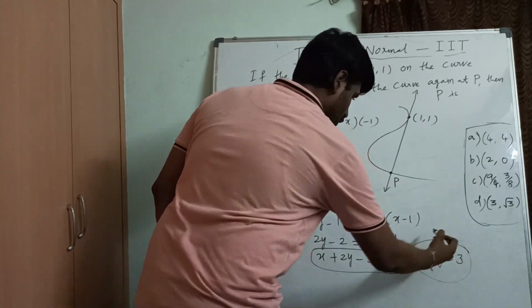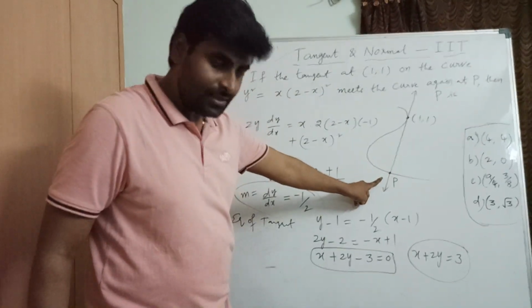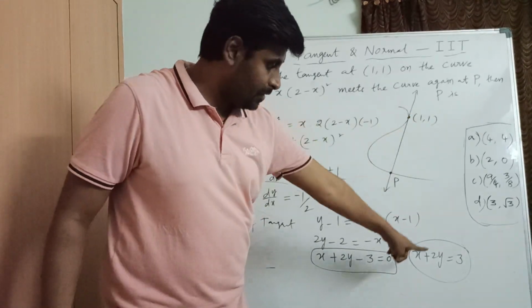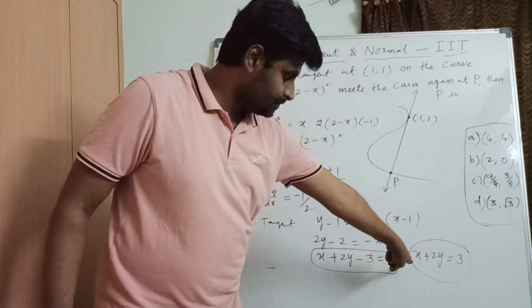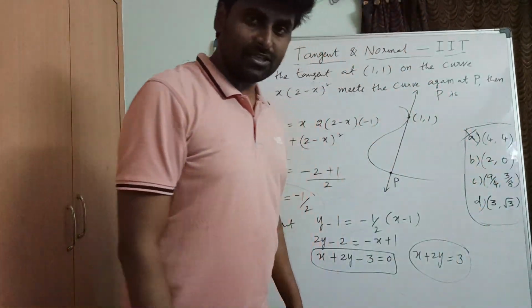Just you can verify the option. So this tangent is passing through some other point. Which of the following options is correct? Just verify the options. Can I put 4 comma 4? Will you get 3 there? 4 plus 8, 12, not 3. So this is not correct. Just by verification, make it easy.